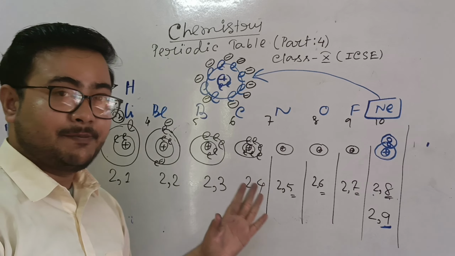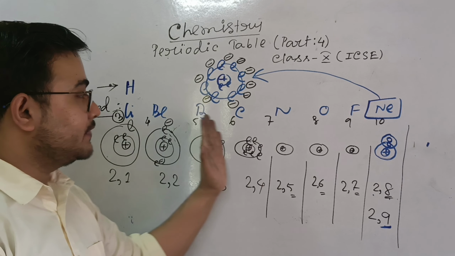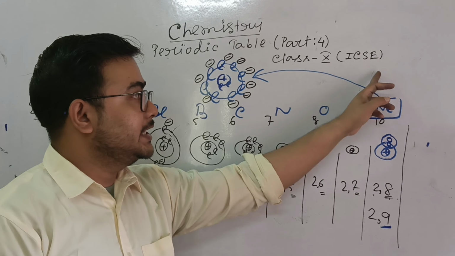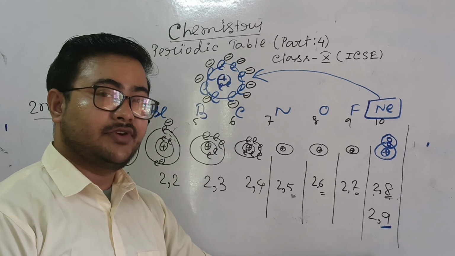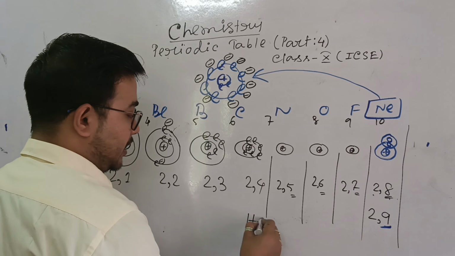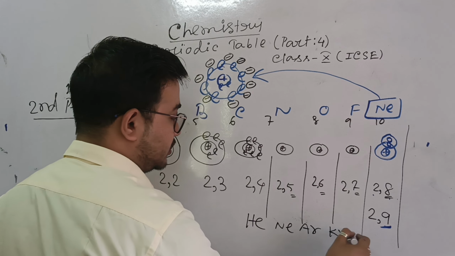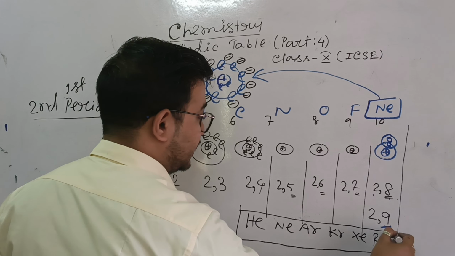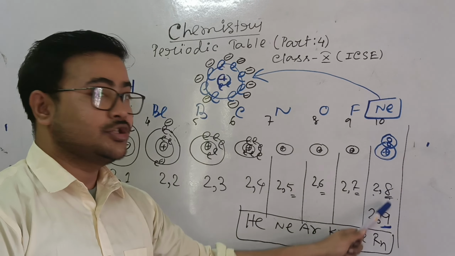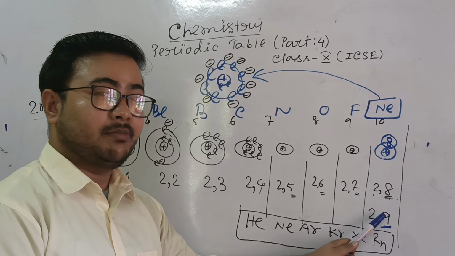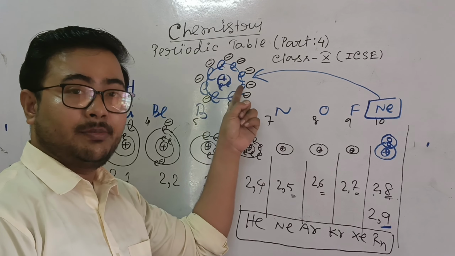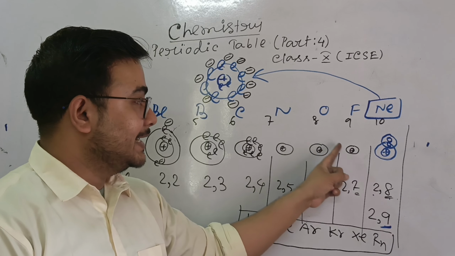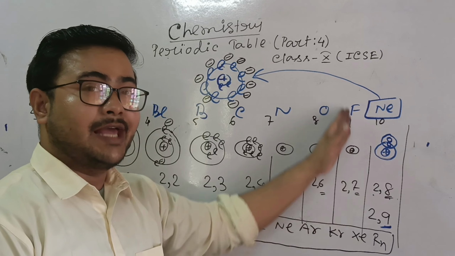So what is the exception? The exception is, as you move from left to right, radius decreases, but in case of all noble gases, that is helium, neon, argon, krypton, xenon, and radon, since their outermost orbit is filled with the maximum number of electrons, there will be the same type of repulsion and their radius increases. So as you move left to right, their radius decreases up to halogens.